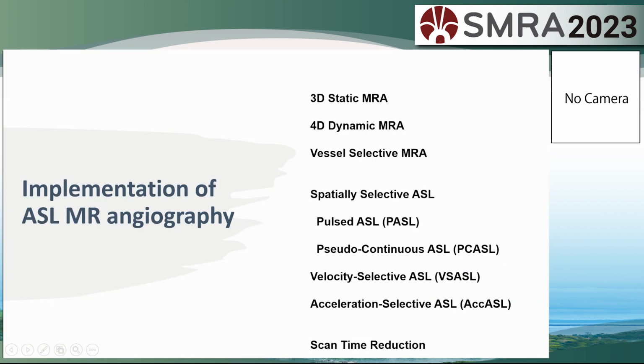So ASL-based MRA can be implemented for 3D static MRA, 4D dynamic MRA, and vessel-selective MRA. I will describe various labeling approaches, including spatially selective ASL, such as pulse ASL, pseudo-continuous ASL, as well as velocity selective and acceleration selective ASL. As ASL typically labels and controls two acquisitions and then does the subtraction, I will briefly discuss scan time and strategies for reduced scan time in the end.